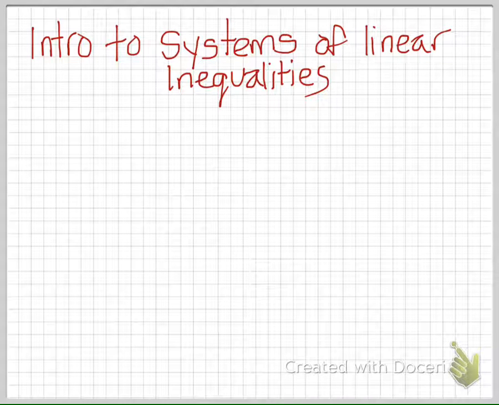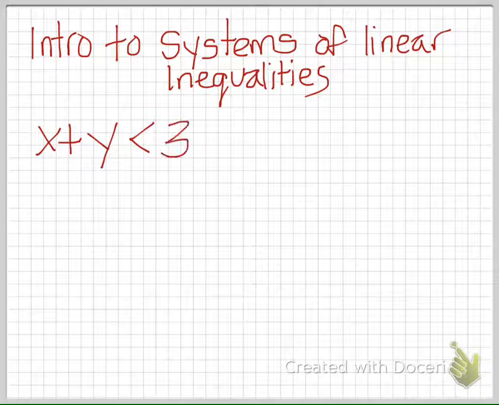This is an introduction to systems of linear inequalities. As part of this intro, I would like you first, please, to graph this equation. Sketch the graph of this equation, and it is x plus y is less than 3. So please take a moment to graph this linear inequality.